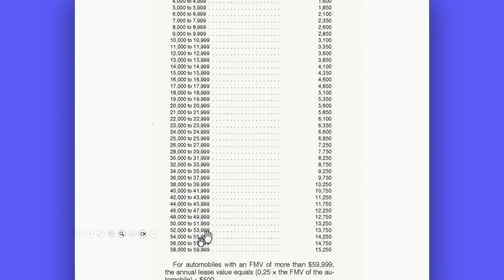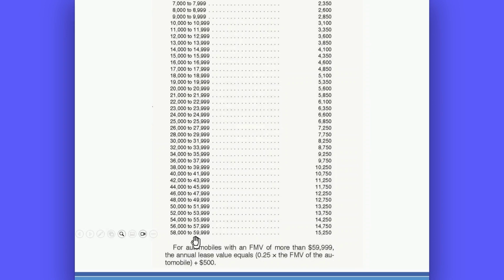This table only goes up to $59,900. So if you have a car that costs $60,000 or more, you can still use the annual lease value method, but you use this formula instead of using the table. You take the fair market value of the automobile times 0.25, so that's 25%, and then you add $500. So if you have an $80,000 automobile, 25% of that is $20,000 plus $500.